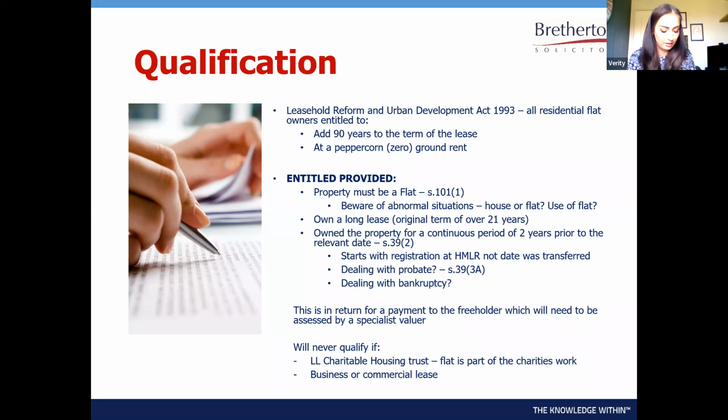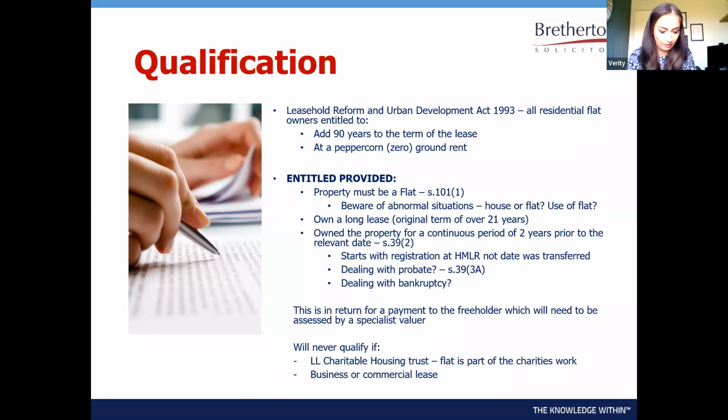Always look to the use of the flat as well. For example, if it's a bed and breakfast or a serviced apartment, it might not be considered a flat for the purposes of the Act, but there's still a lot of debate surrounding this. It has to be a long lease, so the original term has to be over 21 years, and the leaseholder has to own the property for a continuous period of 2 years prior to the relevant date, and that's under section 39(2).